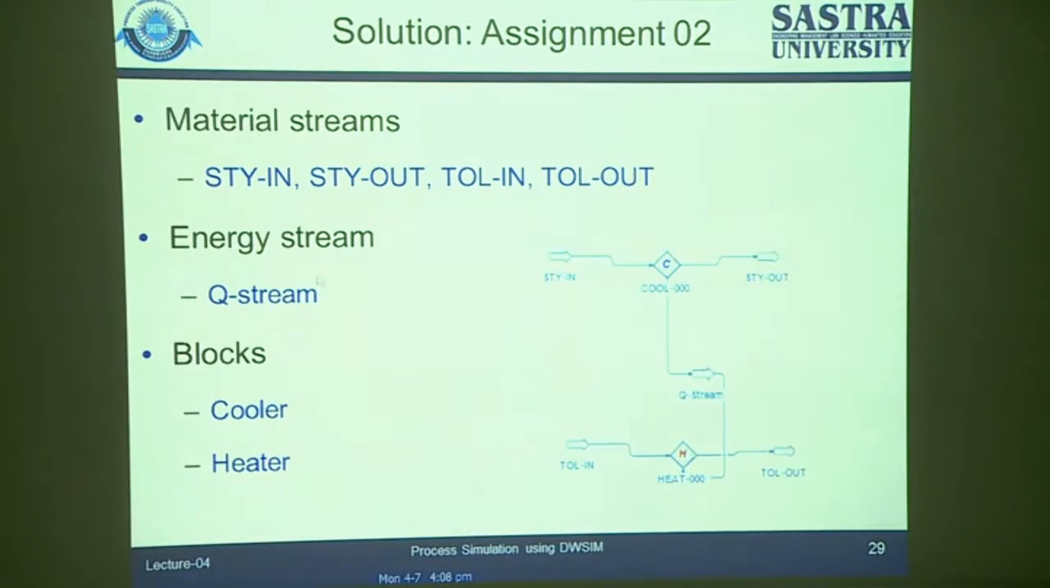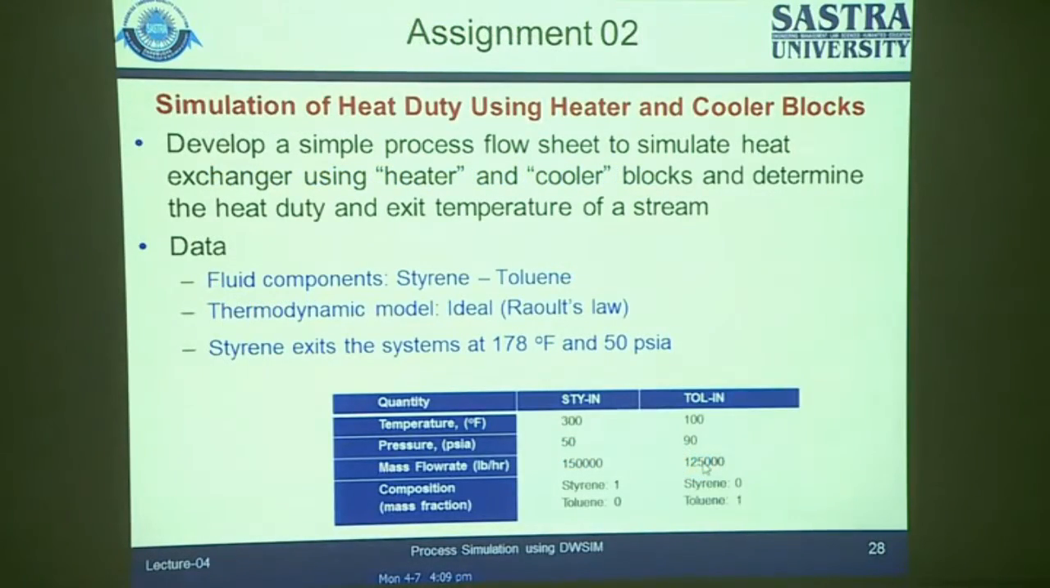Now we have one energy stream which I have named as Q stream, which is shown here. This is the energy stream in the process flow sheet. We have 2 unit operations or blocks or objects being used. One is a cooler block and one is a heater block. Now please read the problem statement carefully.